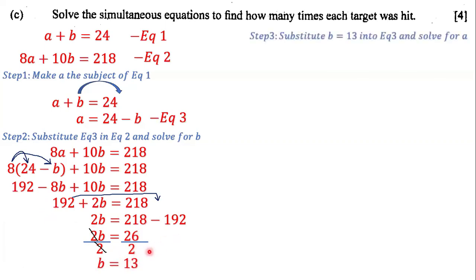Now that we know that B is equal to 13, the third step is to substitute B is equal to 13 into equation 3 and solve for A. So remember we have equation 3 right here, A is equal to 24 minus B. But what is B? We just saw that B is equal to 13. So we're going to put that into the equation, and we have A is equal to 24 minus 13. And so that means that A is equal to 11.